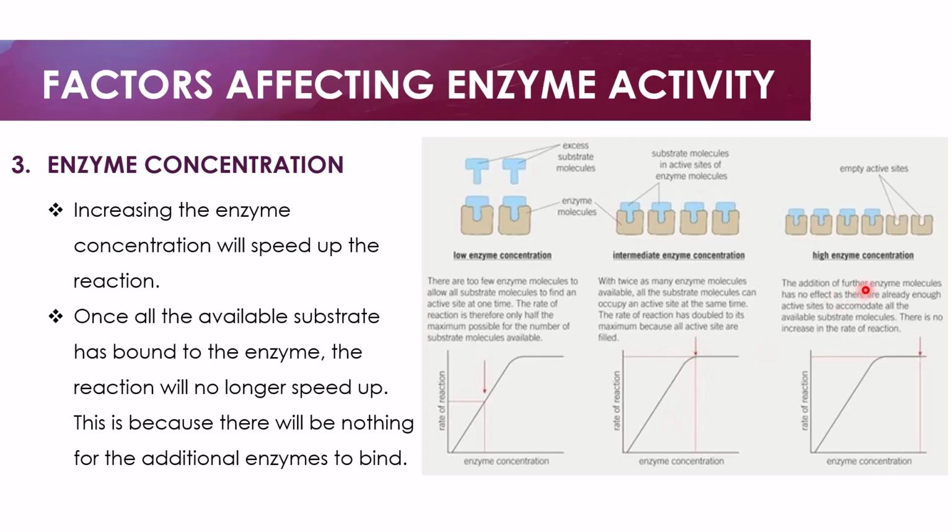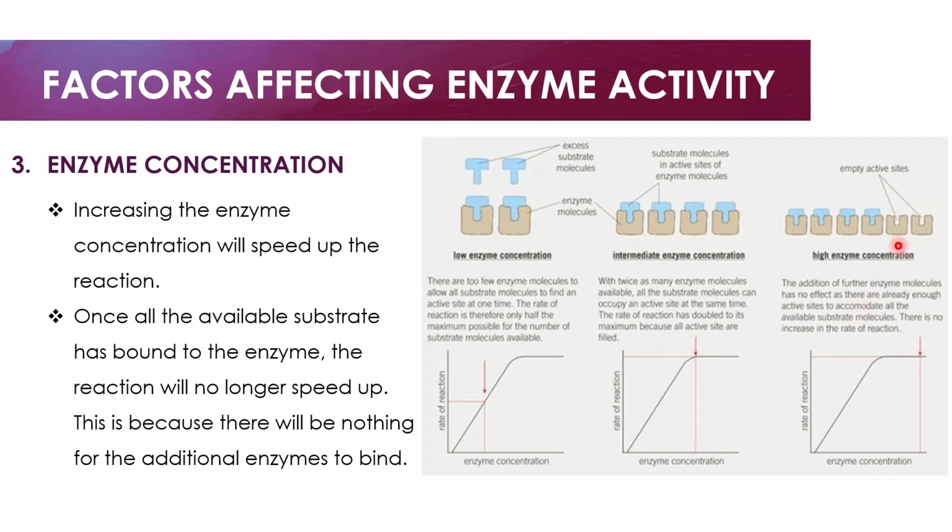So the last condition has to do with high enzyme concentration. So let's see what happens over there. At high enzyme conditions, the addition of further enzyme molecules results in excess enzyme molecules as seen over here. So these are the excess enzyme molecules with empty active sites. These enzyme molecules will have no effect as there are already enough active sites to accommodate all the available substrate molecules. Therefore, there will be no increase in the rate of reaction.